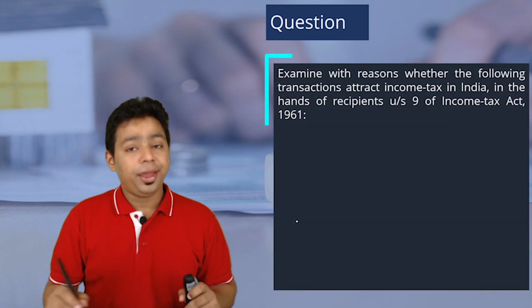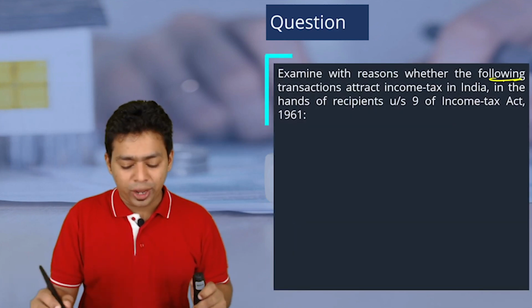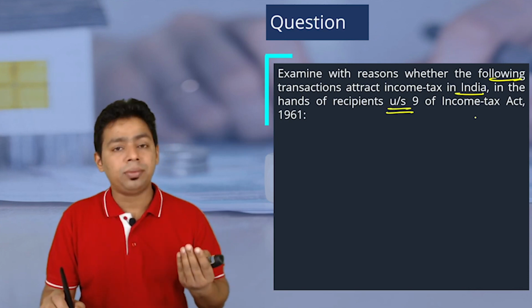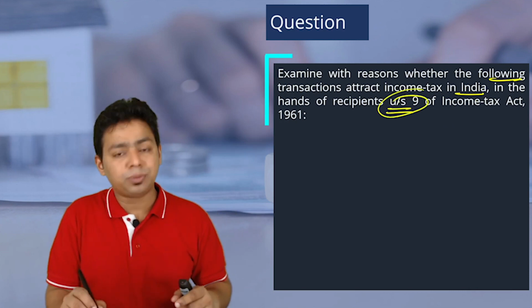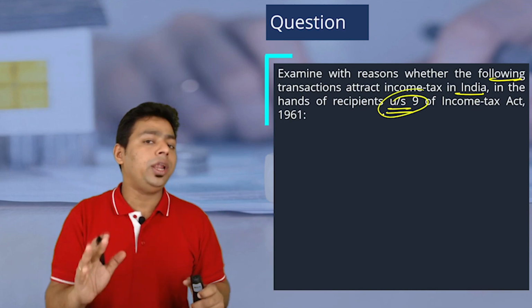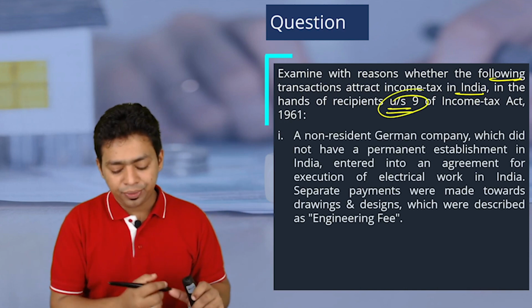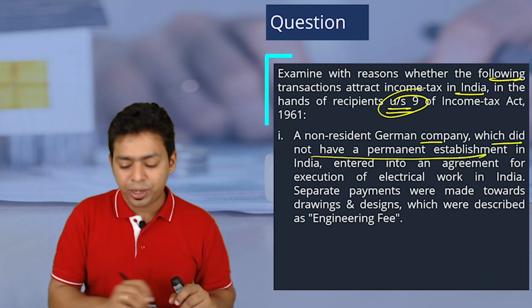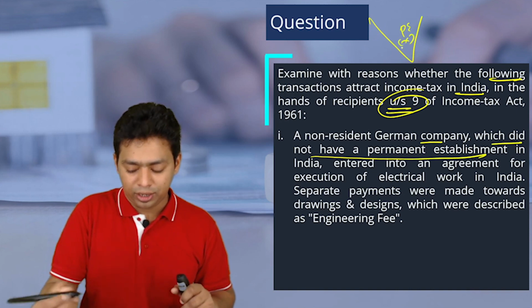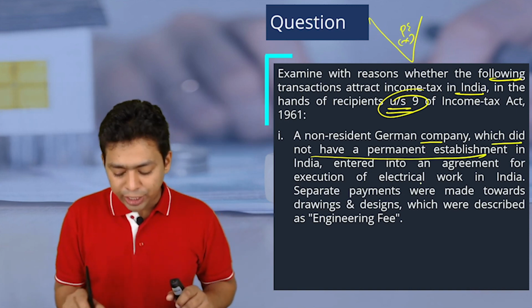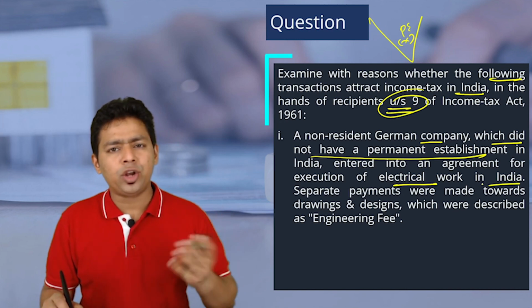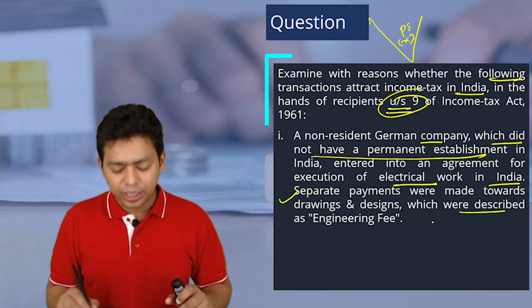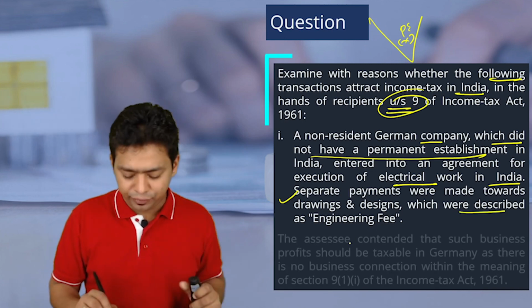Next question. Examine with reasons whether the following transactions attract income tax in India in the hands of the recipient under section 9 of the Income Tax Act. So here very specifically you have to discuss the provisions of section 9. Don't think anything else, only deemed to be accrued in India or not to be accrued in India. A non-resident German company which did not have any permanent establishment in India, so no PE in India, entered into an agreement for execution of electrical work in India. So they are going to do some technical work, electrical work. Separate payments were made towards drawing and designing which were described as the engineering fee. That is also a technical fee.